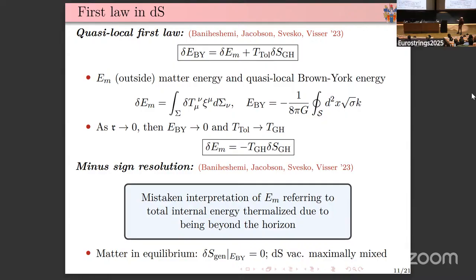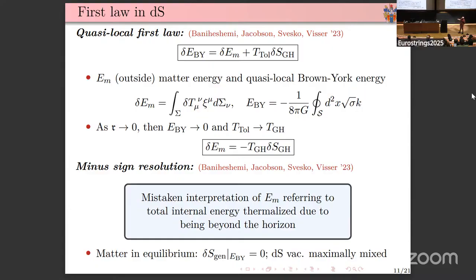And prior to our work, what was often assumed was that E sub m should be viewed as the total internal energy of the system. And then what's more is that you should view this not as a first law with respect to the static patch, but actually beyond the horizon. So this was an interpretation by Strominger, Volovich, and Spradlin.